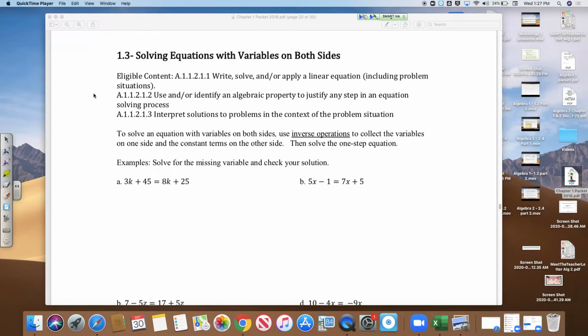All right, let's work on section 1.3, solving equations with variables on both sides. To solve an equation with variables on both sides, we use inverse operations to collect the variables all on one side and then the constant terms on the other. So we're basically taking all of the variables, putting them on one side of the equal sign, and taking all of the constant numbers and moving them to the other. It's called isolating the variable. Then we would solve that one or two-step equation from there, and then it would look a whole lot simpler.